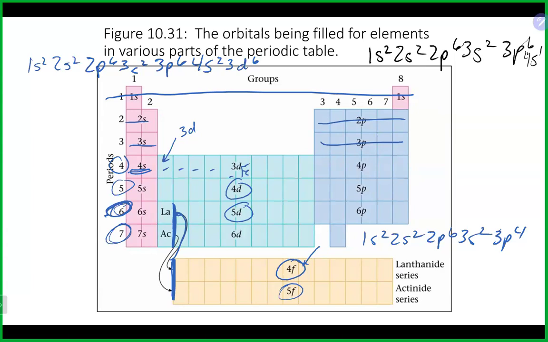Or you can use the shorthand for the first s block with helium. Technically, you can do that for anything that comes after helium, I guess, if that's what you're asking. So if you have lithium, technically you could write helium and then 2s1.